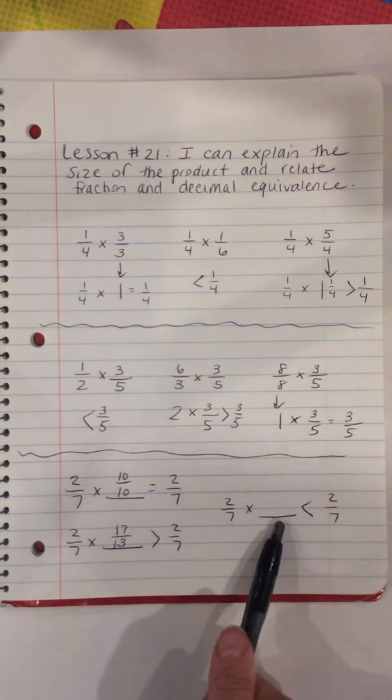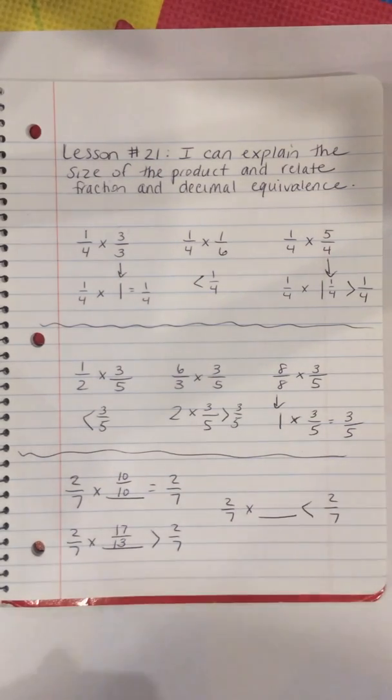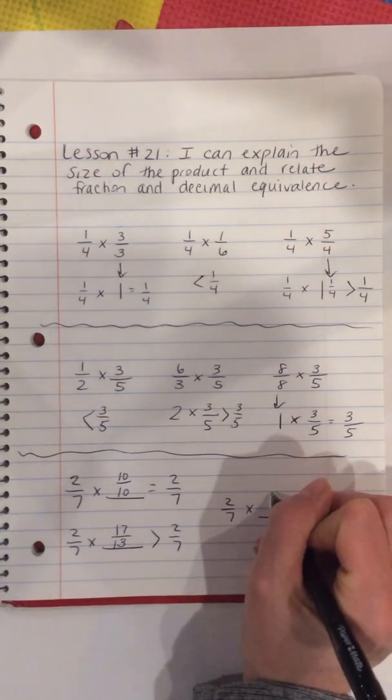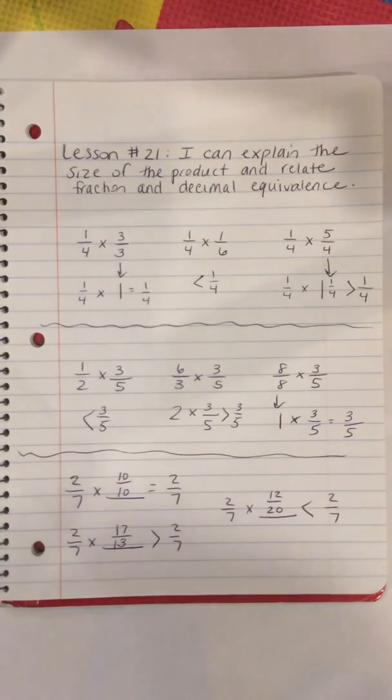Now here, 2/7 times something, again, an infinite number of possibilities, but it has to be a regular fraction, a fraction that's less than 1. So maybe I'm going to pick 12/20. Right? Any fraction that's a proper fraction will be correct.